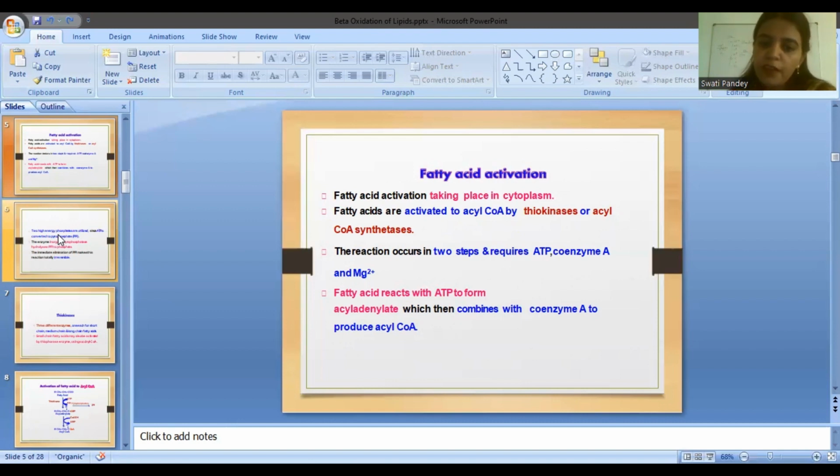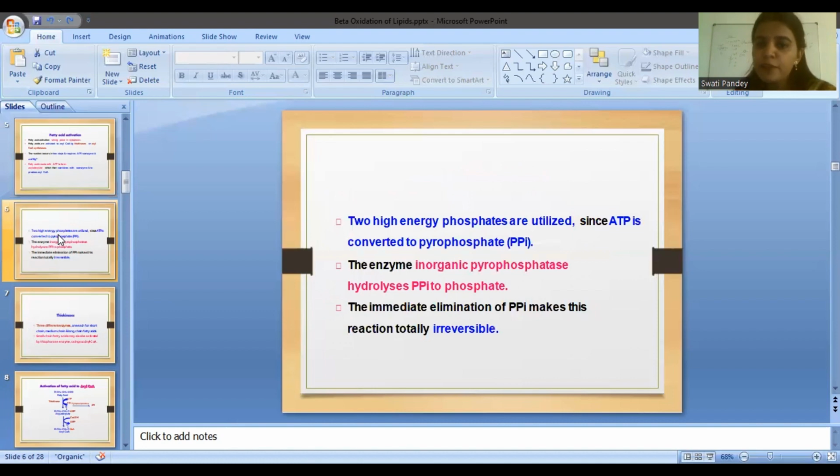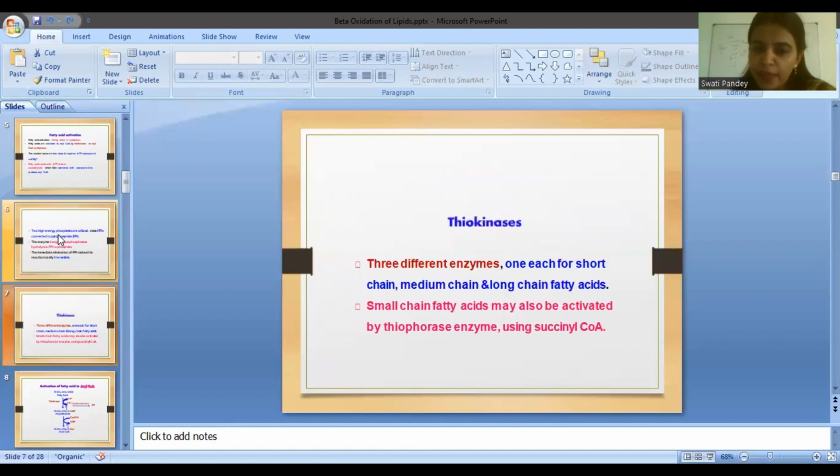Fatty acid reacts with ATP to form acyl adenylate, and then it combines with coenzyme A to form acyl coenzyme A. Here in this process, 2 high-energy phosphates are released that are converted into pyrophosphates. This step makes the activation a completely irreversible process, because the 2 high-energy phosphates that were produced are immediately converted into pyrophosphates. So this is the enzyme required for the activation, that is thiokinase.